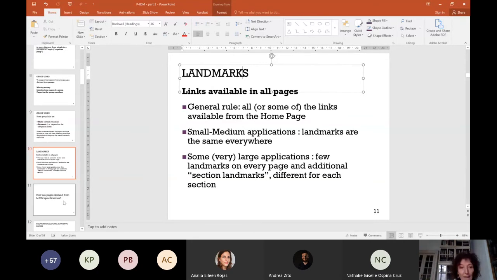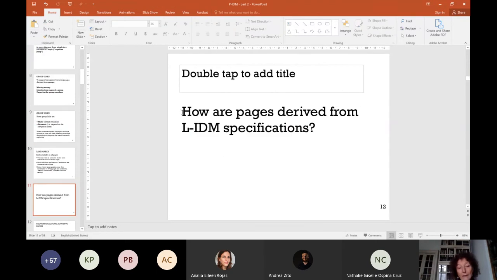And then the next question is, okay, great, now we have this concept, but how are these concepts connected to this previous design step, the LDM design, and how can I create pages starting from the LDM specification? Before answering this question, let me just check one second if there is any question or any request. I see, okay, we can continue.